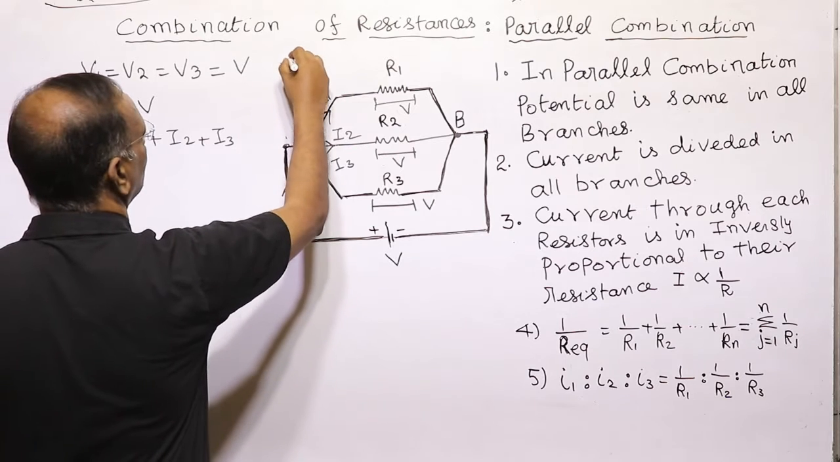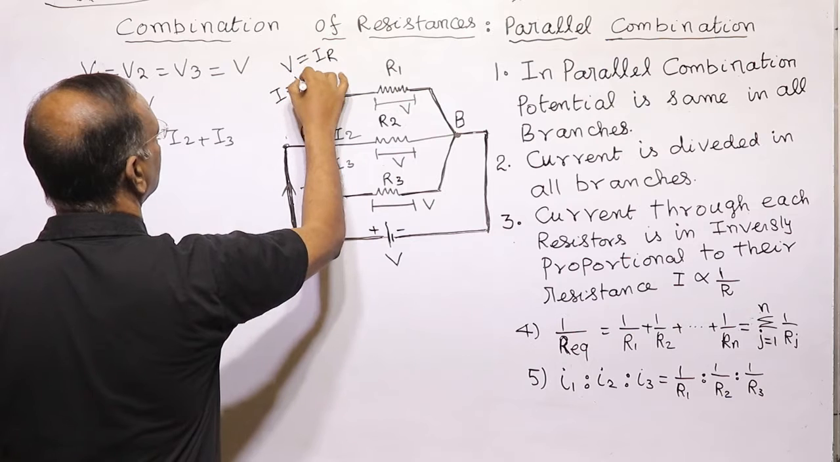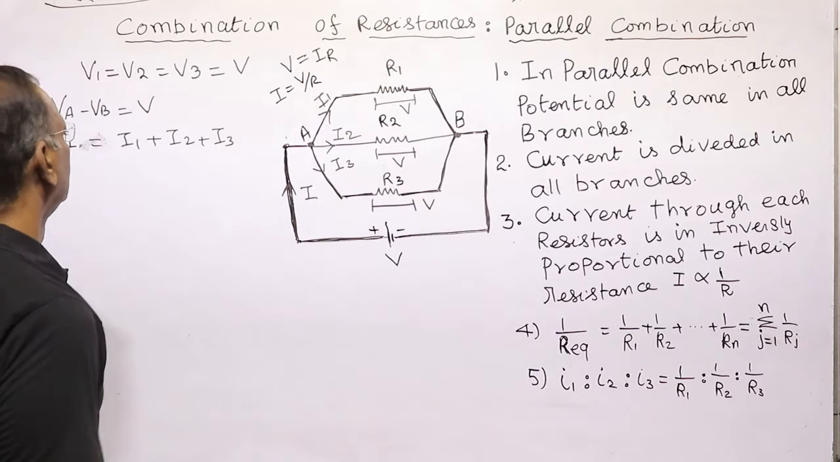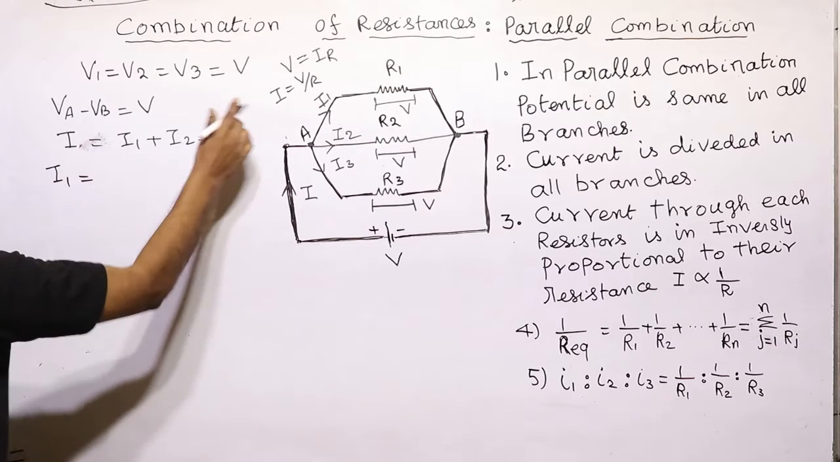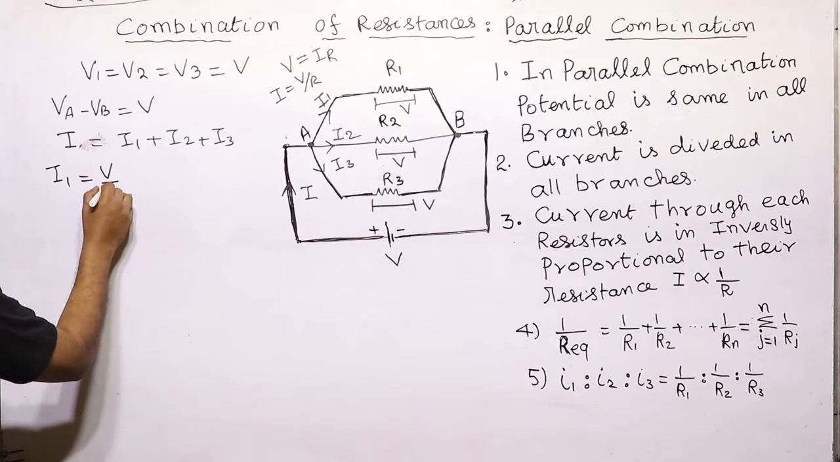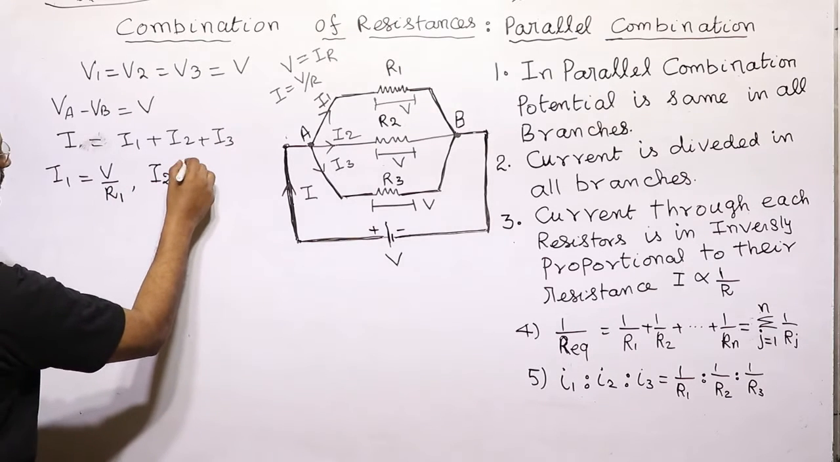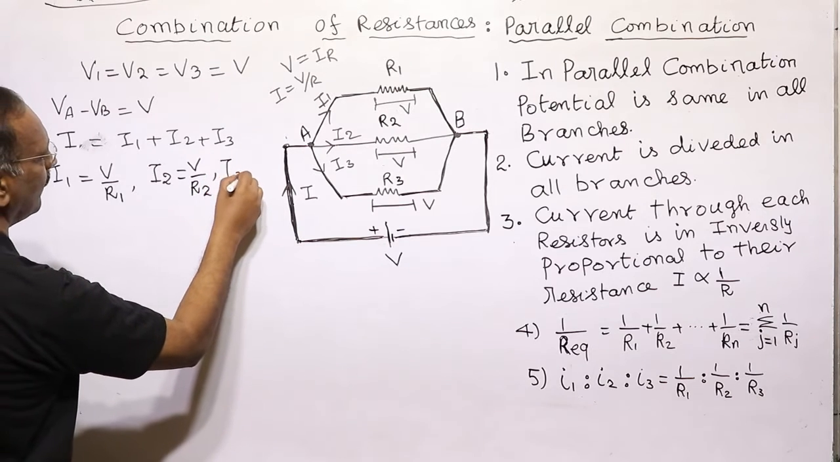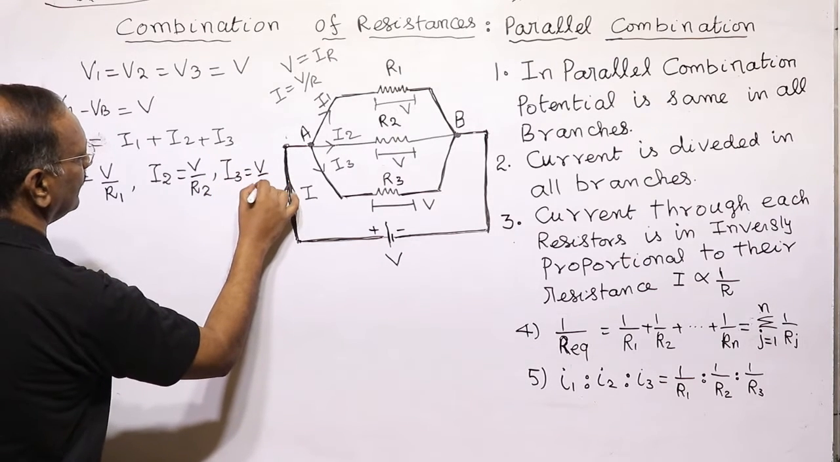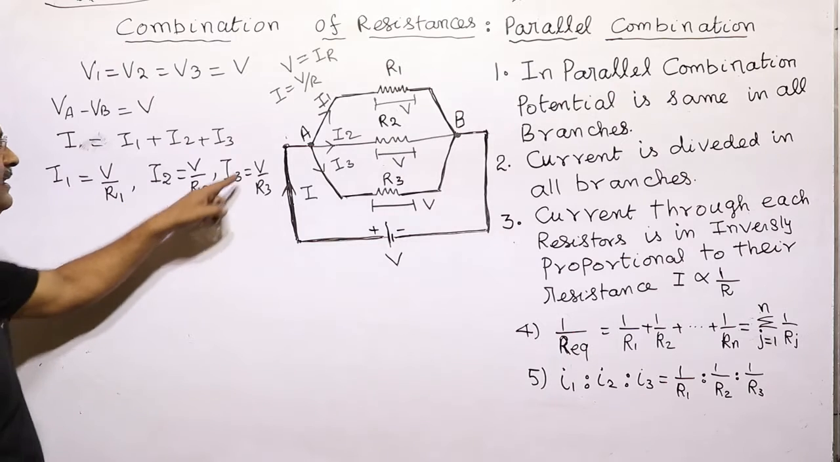We know from Ohm's law, V is equal to I into R, or I is equal to V by R. So I1 is equal to V by R1, I2 is equal to V divided by R2, and I3 is equal to V divided by R3.